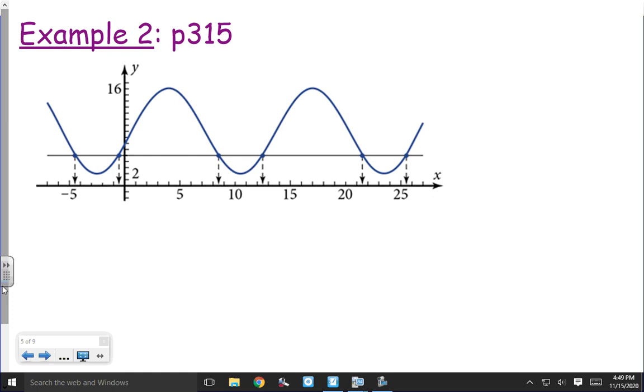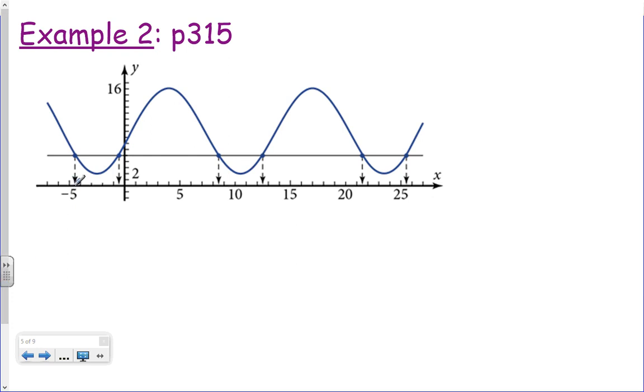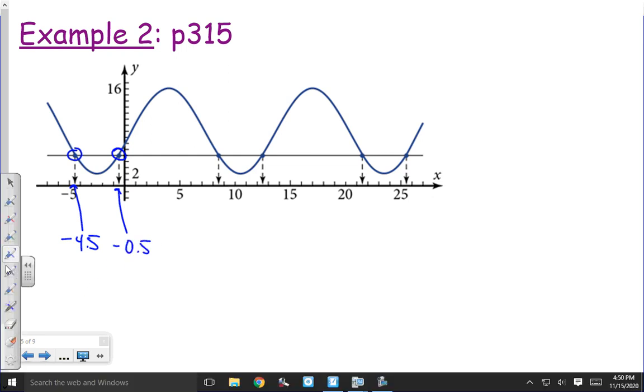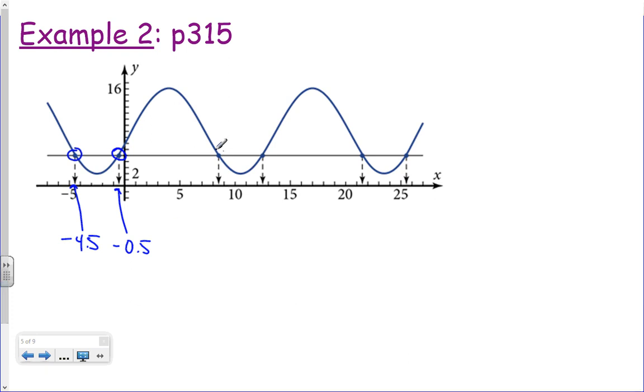So negative 1, 2, 3, 4, 5. That's at this solution right here. Looks like it's at about a negative 4.5. That's this solution right here. This one right here looks like that is at about a negative 0.5. And now these should repeat for whatever the period of this function is. Now they didn't give us the equation, so I don't know exactly what the period is, but I will eventually have to find this equation and find its period. But we'll approximate these 2 solutions now.